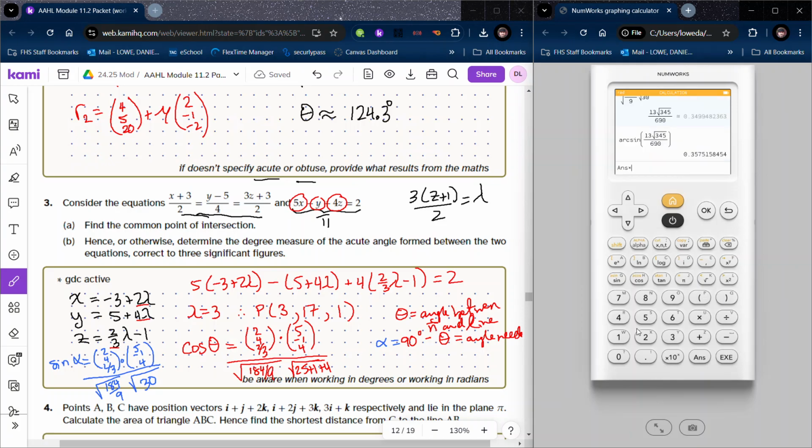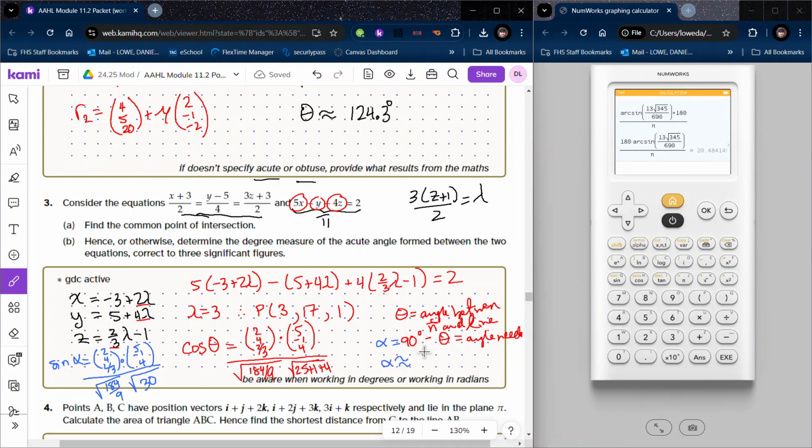That's going to be radians times 180 divided by pi. And so I get that alpha is approximately 20.5 degrees. And I need to make sure that I round that correctly, because I need to be correct to 3 significant figures.